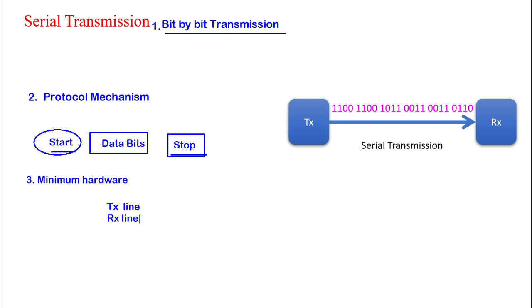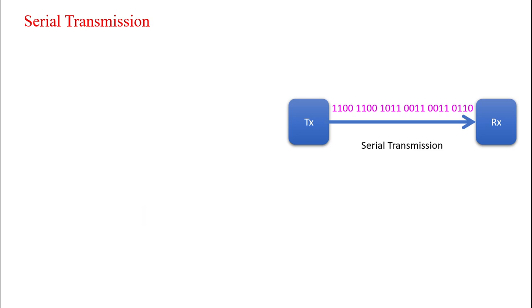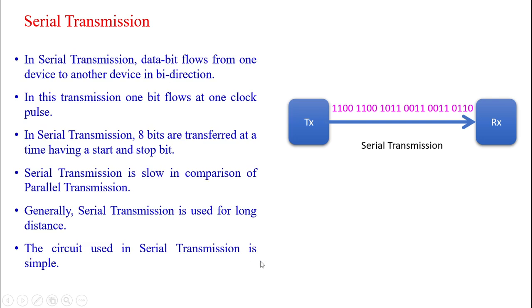So this is a brief explanation about serial communication. Now let us see how systematically serial communication is defined in the theory part. Now you can see here the same thing, whatever I had told, is explained here. In serial transmission, data bits flow from one device to the other device, either in bidirection or in a unidirection.